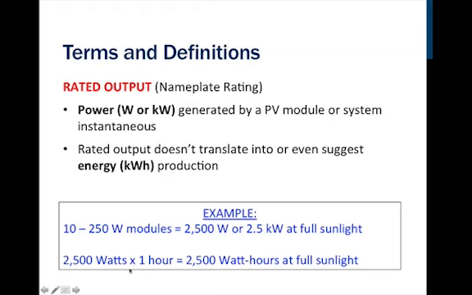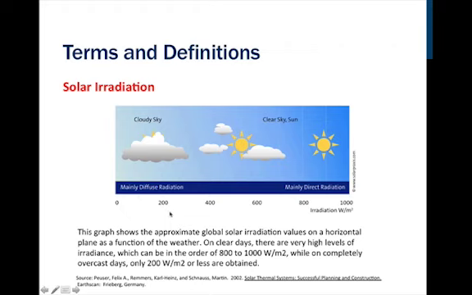So if we put that system in full sunlight for 1 hour, 1,000 watts per meter squared, that system would produce 2,500 watt hours or 2.5 kilowatt hours. Here we have time added to the system output, and we get real energy. That's how it works. Here's a nice little illustration of the sun's energy.